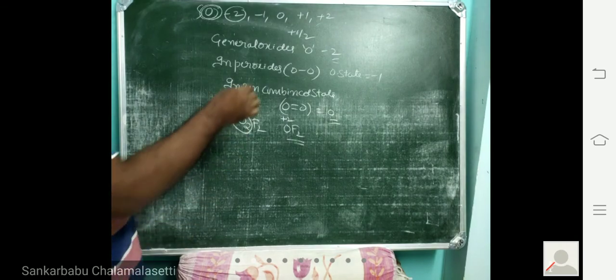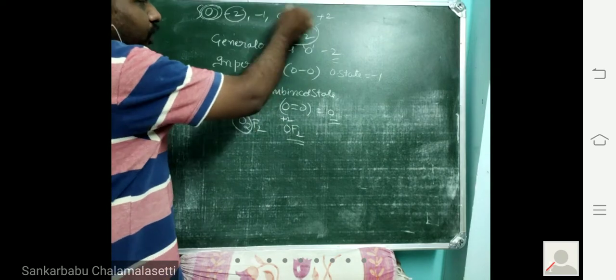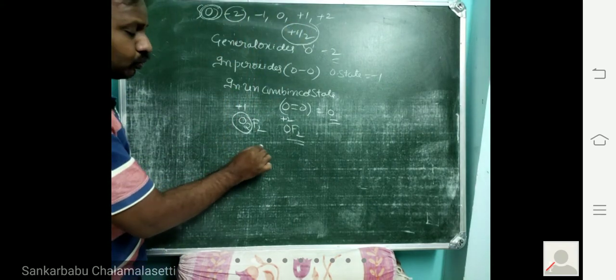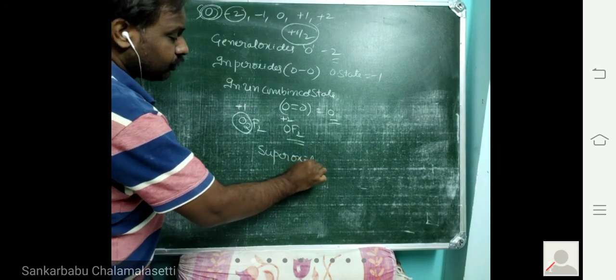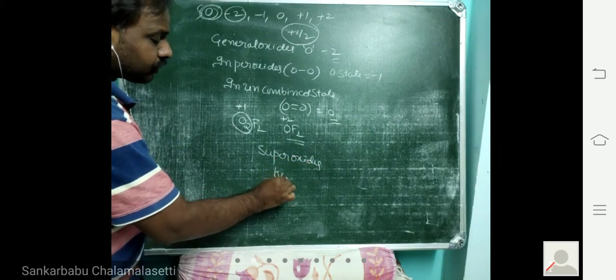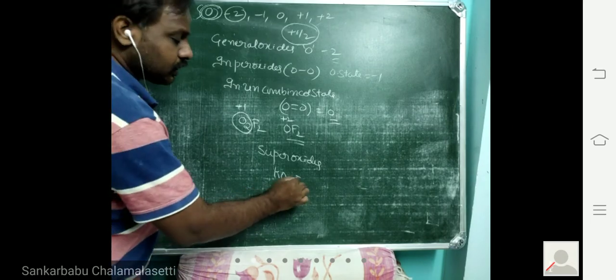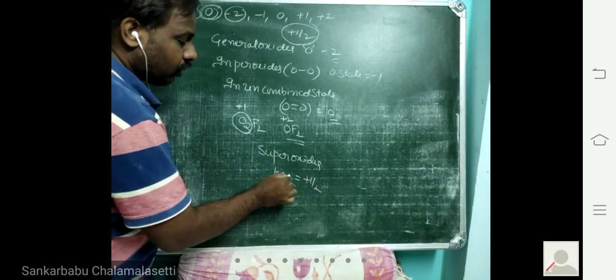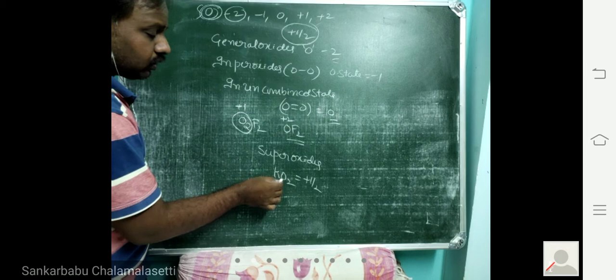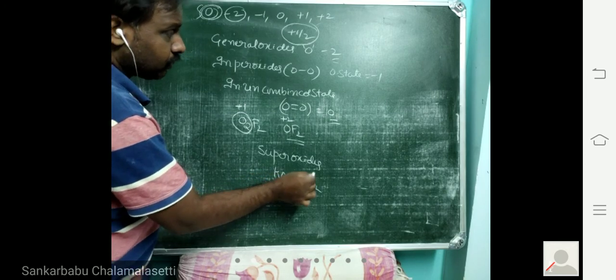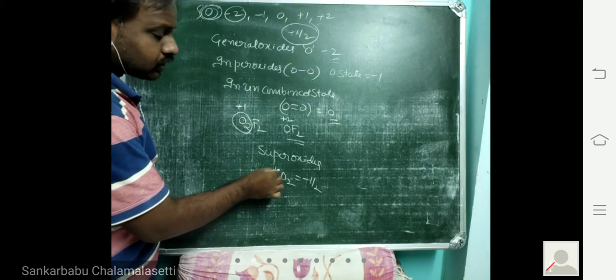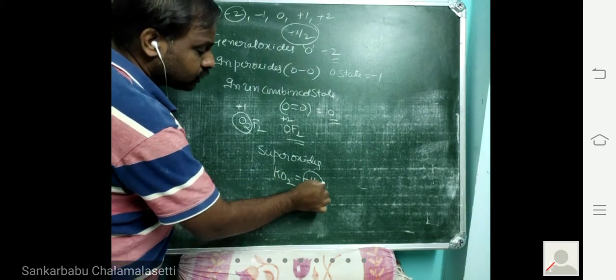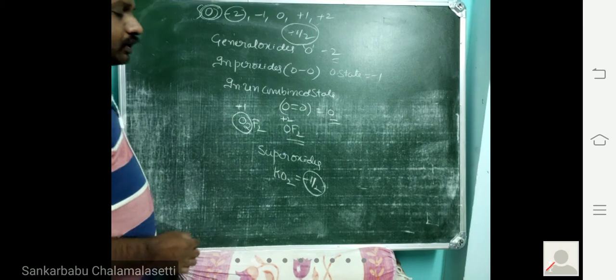And oxygen also shows a fractional oxidation state in superoxides. Let us take KO2. In this case, the oxidation state of oxygen is -1/2, not +1/2. It is a superoxide, so the oxidation state of oxygen is -1/2.